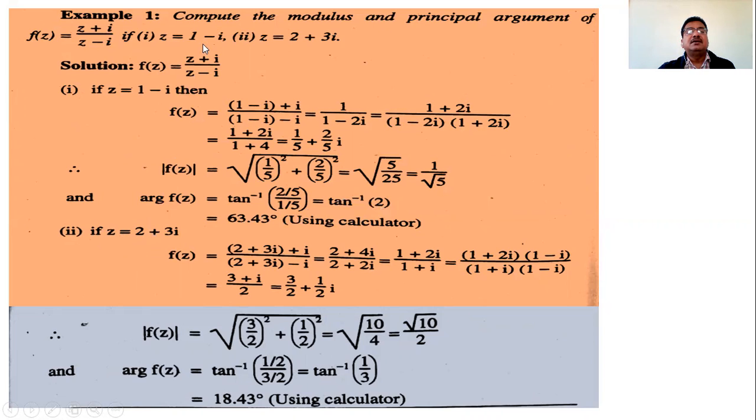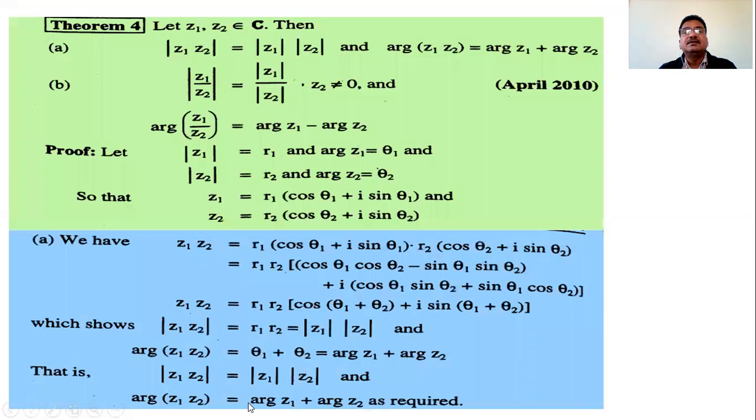Similarly, for this number, if we take z as 2 plus 3i, then (2 plus 3i plus i) divided by (2 plus 3i minus i). Its calculation is this, and then its modulus is root 10 by 2, and for its principal argument, both are positive, so tan inverse y by x, tan inverse 1 by 3. Leave it as it is, or use a calculator. We have the answer 18.43 degrees. So this is the important theorem on the modulus and argument. We will see it in the next lecture.